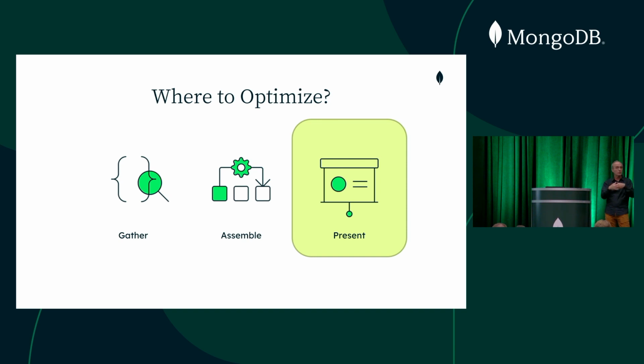Or I get to reduce junk documents that they wouldn't need anyway, or maybe remove fields that were used for computation in the assemble stage, but now I want to get rid of them because they're not for presentation, they're just for intermediary storage. So those are the kind of things I want to do in the present area.